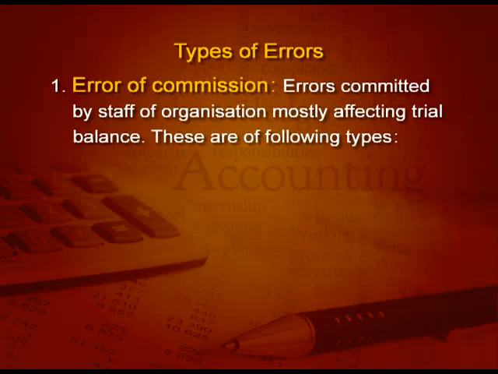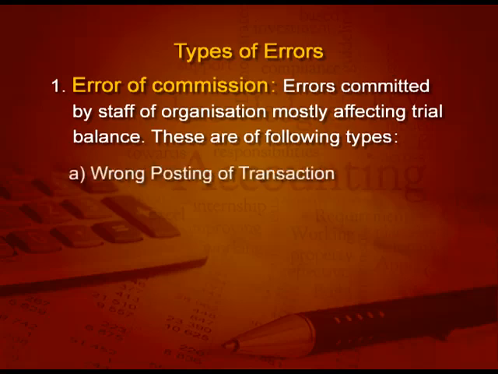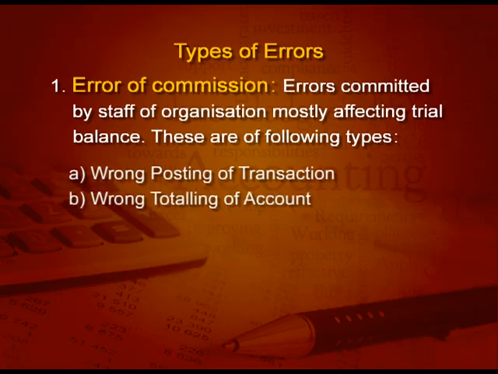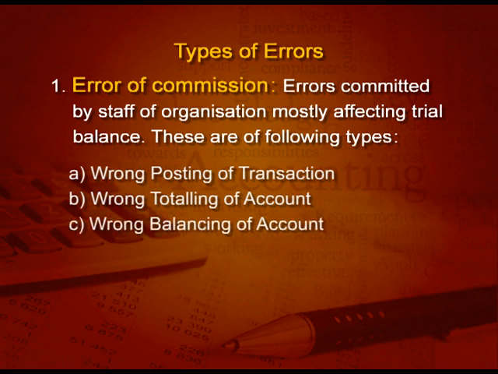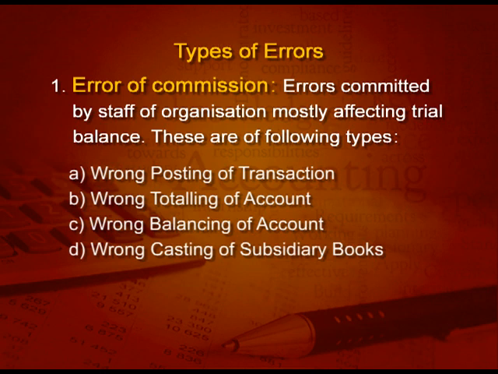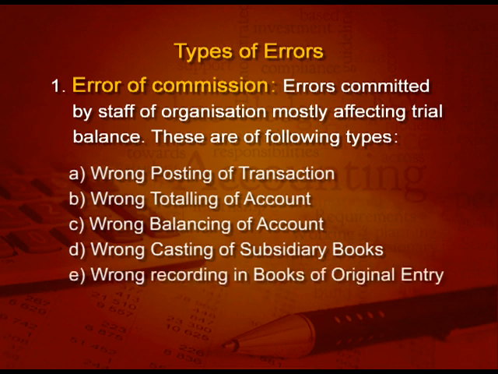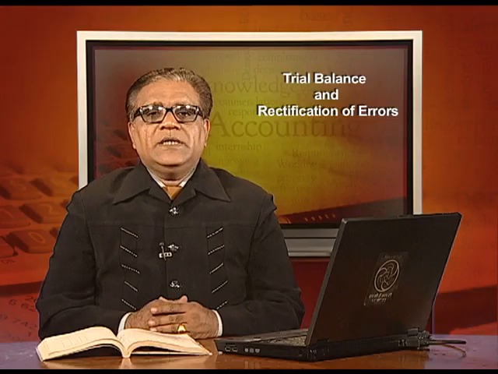These are the errors committed by the staff of the organization, mostly affecting the trial balance. These are of the following types. First, wrong posting of the transaction. Second, wrong totaling of an account. Next, wrong balancing of an account. Next, wrong casting of subsidiary books. Casting means totaling. Next, wrong recording in the books of original entry, etc.